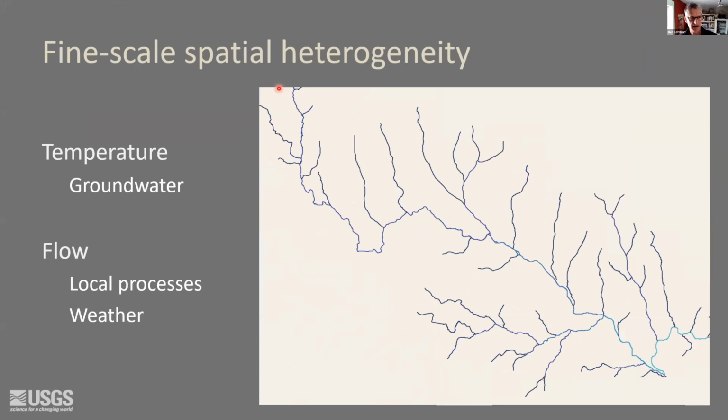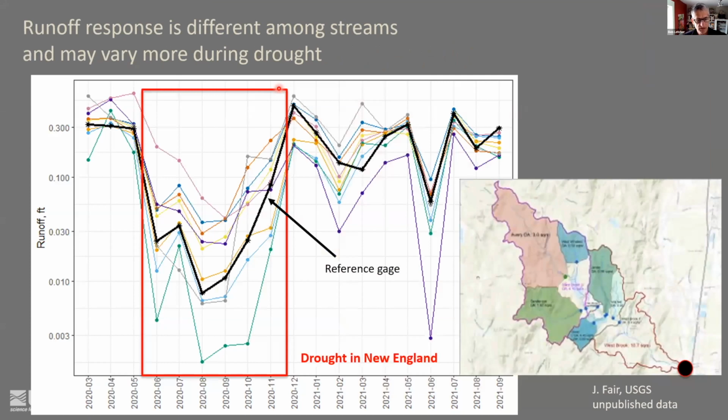We have this high amount of fine scale spatial heterogeneity in both temperature and flow. Temperature is mostly from groundwater, and flow mostly comes from local processes and a little bit from weather. This is a recent project that Dan and I and others have been working on called the EcoDrought Project. It's across the US, and we have some focal areas. This one happens to be the West Brook, where we've been working for 25 years or so, mostly with tagged fish, but now we're focusing more on estimating flow in the tributaries.